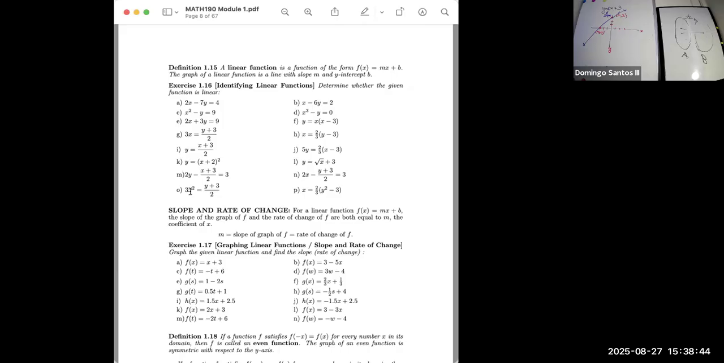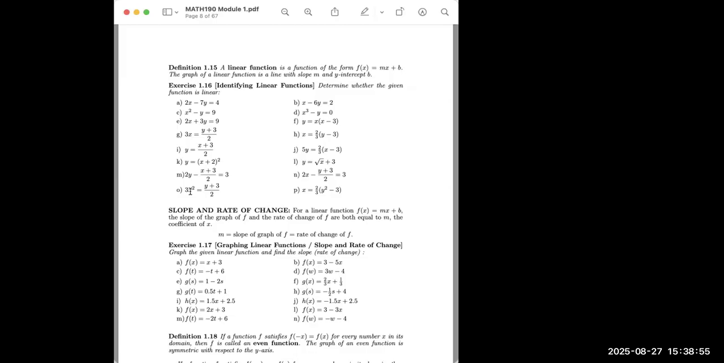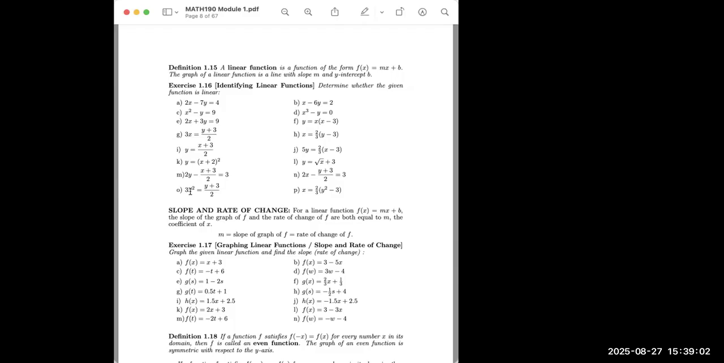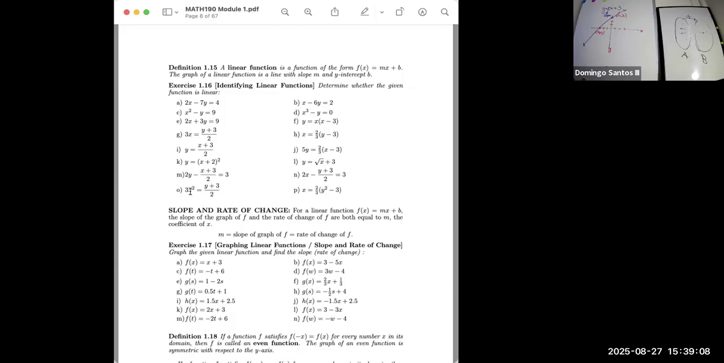Any questions on that? Don't overthink on this, class, okay? It's that simple. Can you read to me slope and rate of change, George? For a linear function, f of x equals mx plus b, the slope of the graph of f and the rate of change of f are both equal to m, the coefficient of x. What this is saying is that remember, if you have a linear function, y equals mx plus b, right? Or y is f at x, which is equal to mx plus b. We know that the coefficient of x is the slope, okay?